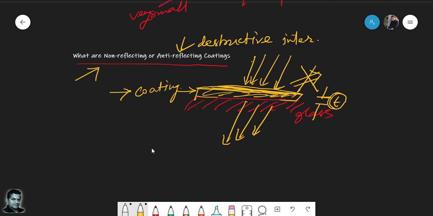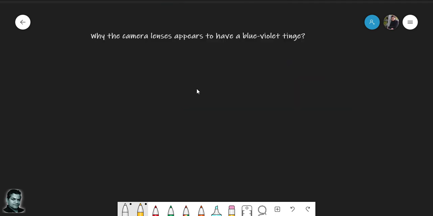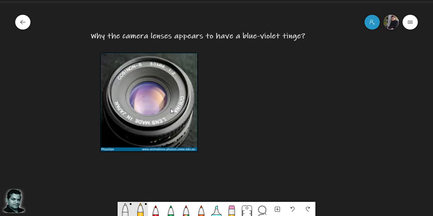Now let's look at the next question. Why do camera lenses appear to have a blue-violet tinge? So here is the picture that we had earlier. Here is a camera lens, and it has this blue-violet tinge that you can see. Now the question is why that happens. The reason for this blue-violet tinge is actually there in the last question.